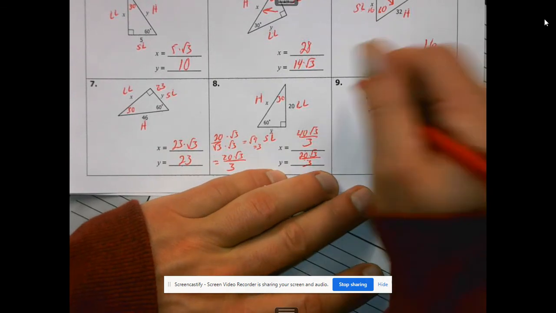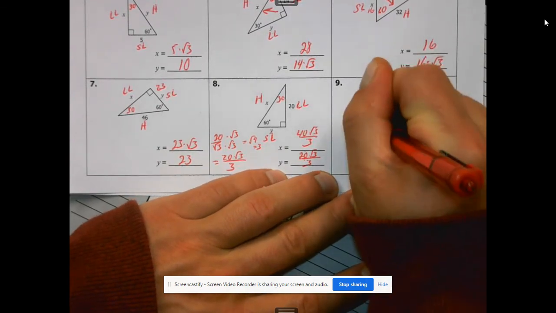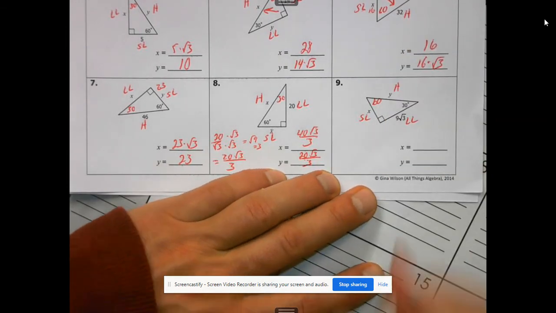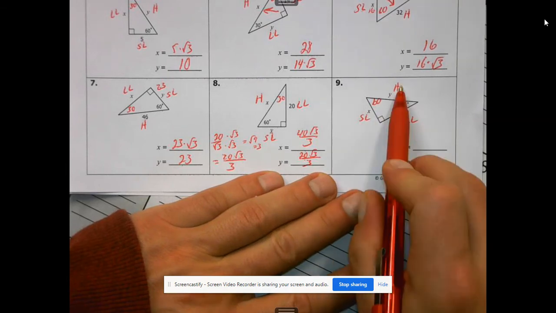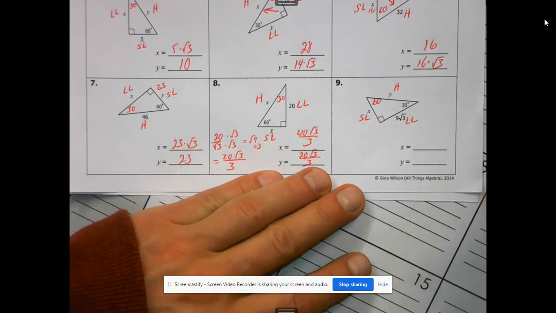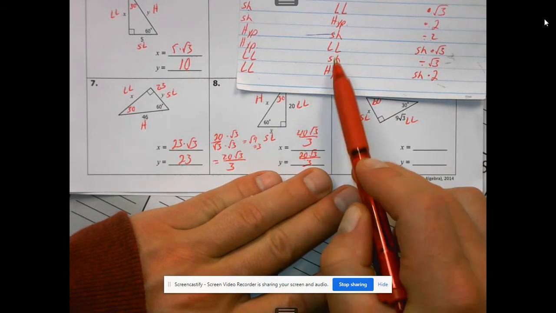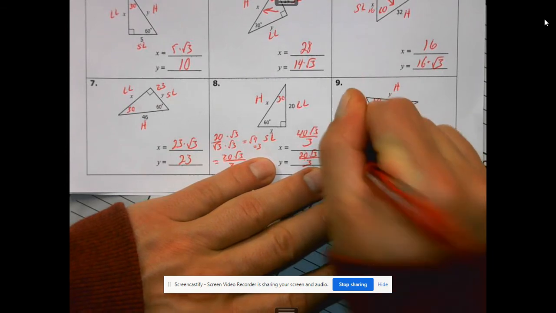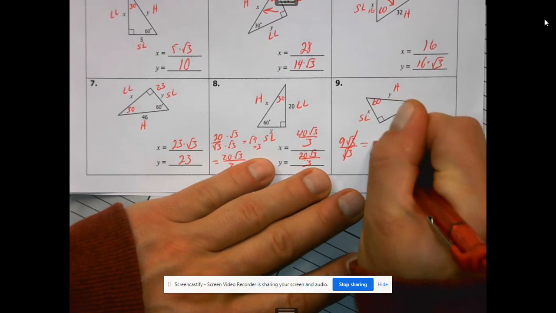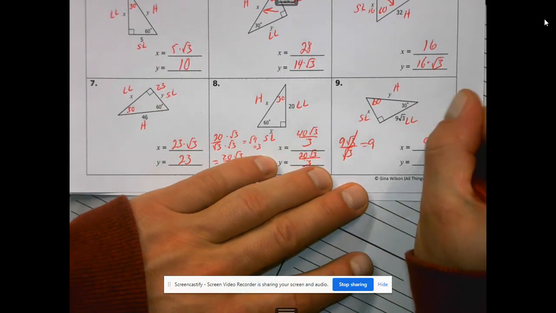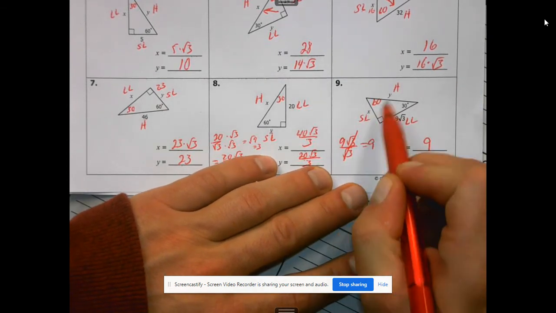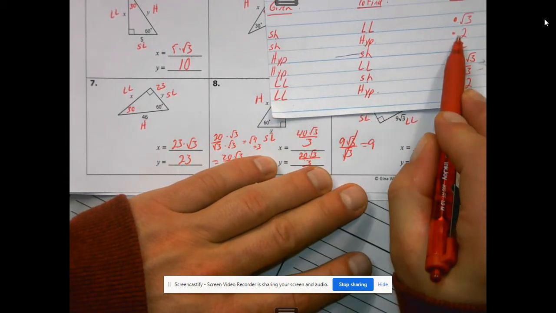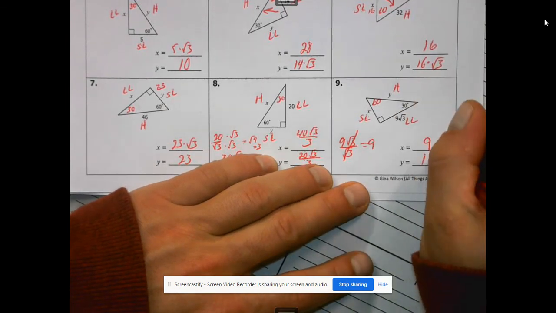Number 9, label the pieces. Across your 30 is short leg. Across 60 is long leg. Across 90 is hypotenuse. We're given long leg. Got to find short leg and hypotenuse. Find short leg first. So long to short, divide by square root 3. This comes out nice. If I take 9 square root 3 and divide it by square root 3, those cancel, and we just get 9. So short leg is 9. Short leg to hypotenuse, times by 2. 9 times 2, 18.